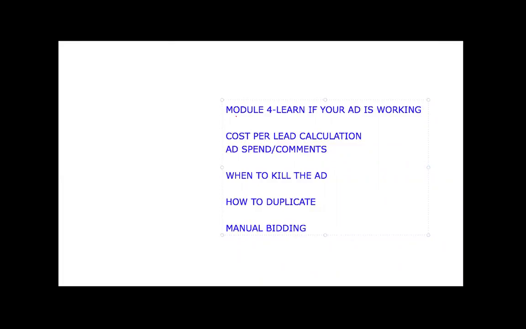I have decided to record this one right away because you're going to be running ads hopefully tonight based on Module 3. So let's learn if our ad is working, how to calculate cost per leads, and what that is basically your ad spend divided by comments. So that's the formula right there if you want to go ahead and write that down. We're going to know when to kill the ad. We're also going to learn how to duplicate ad sets and how that can benefit us. And then we're going to learn about manual bidding. So let's get straight to it.